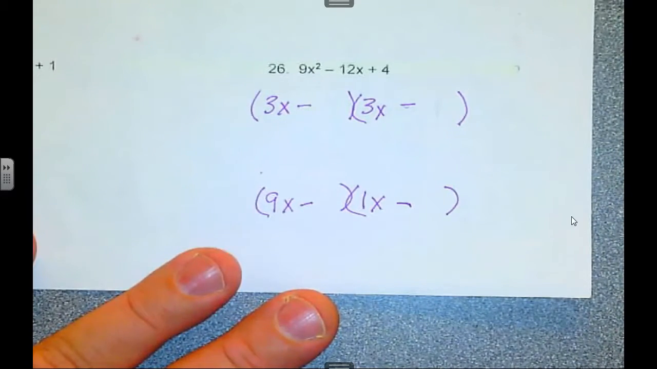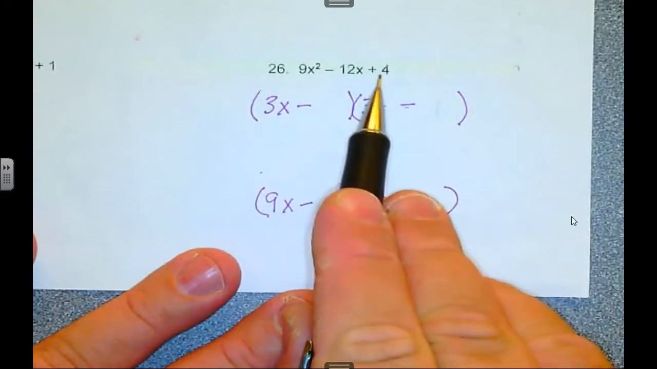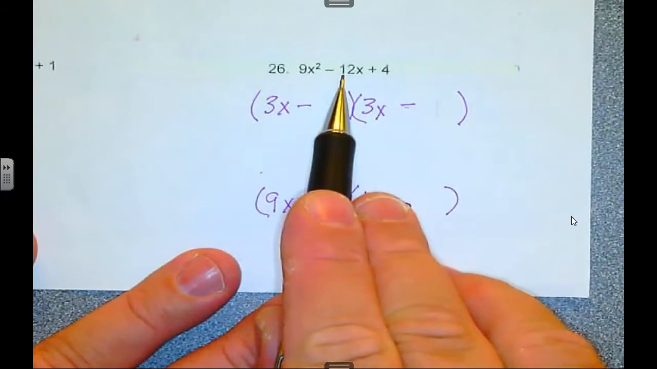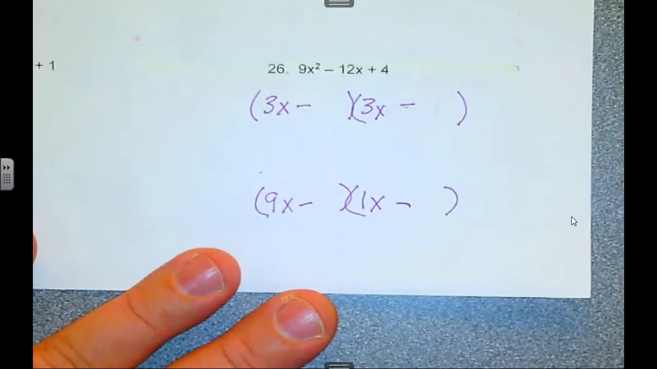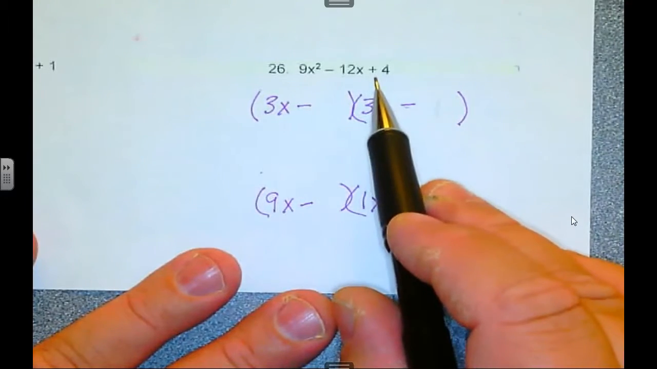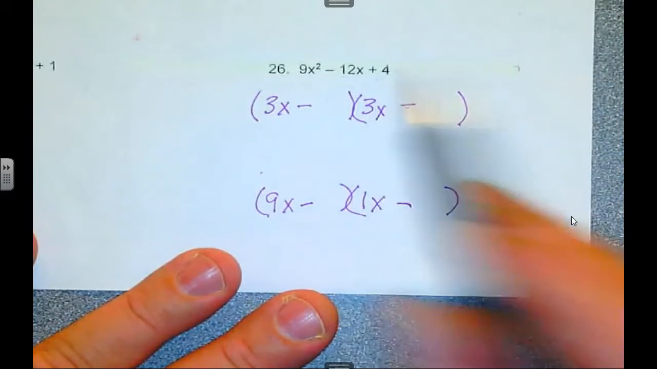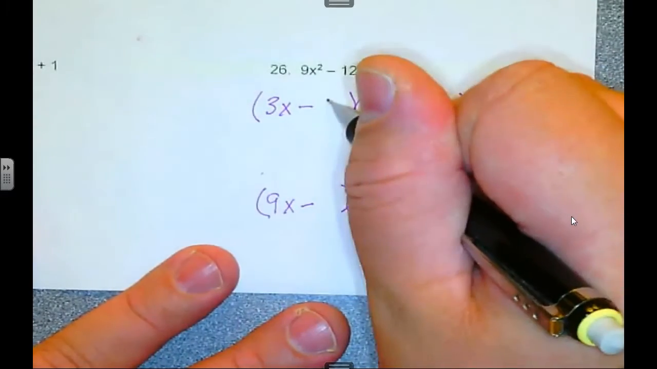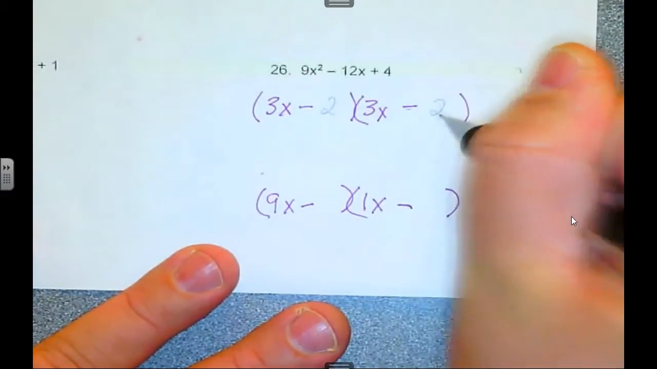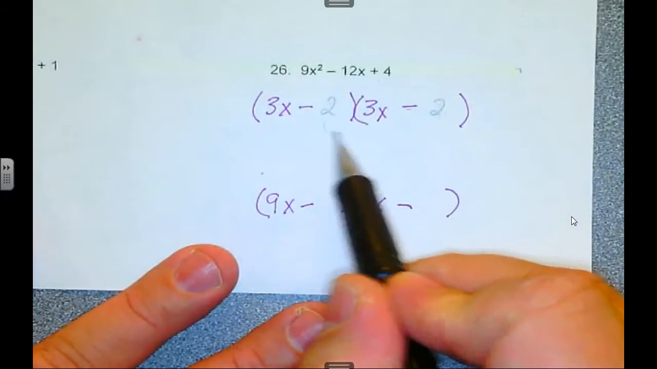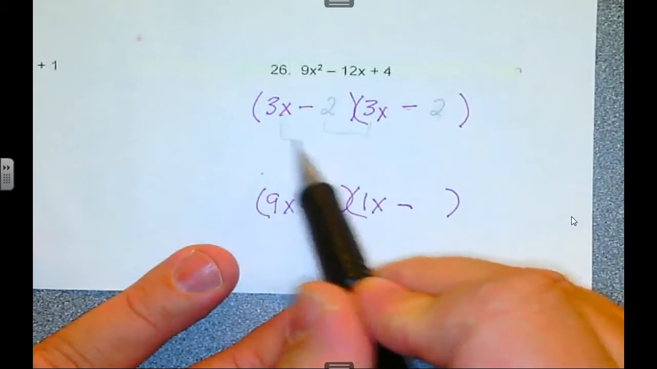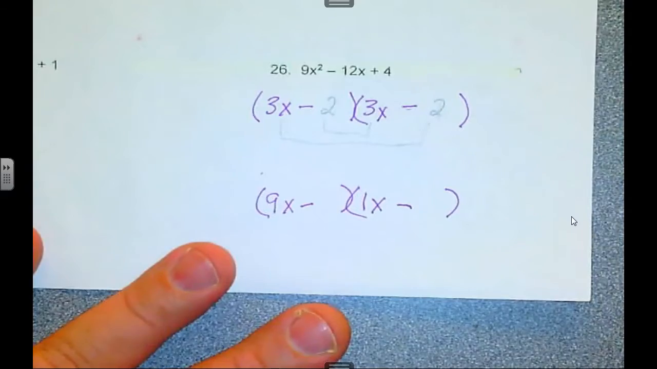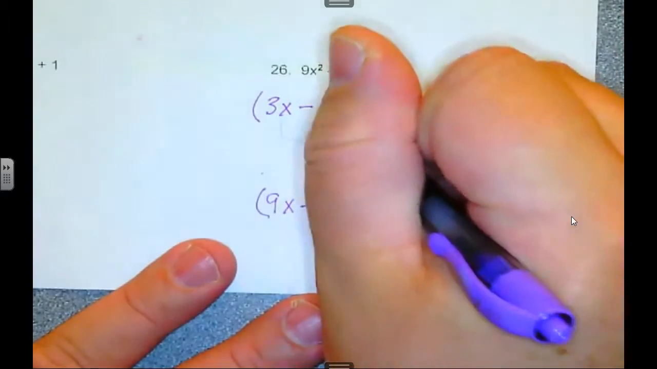6 times 2 does not equal 4. I need 2 numbers that multiply to 4 and add up to negative 12. Positive 6 and negative 2 do not multiply to positive 4. How about 2 and 2? Let's see, 2 and 2. Negative 6x equals negative 12x. Here we go.